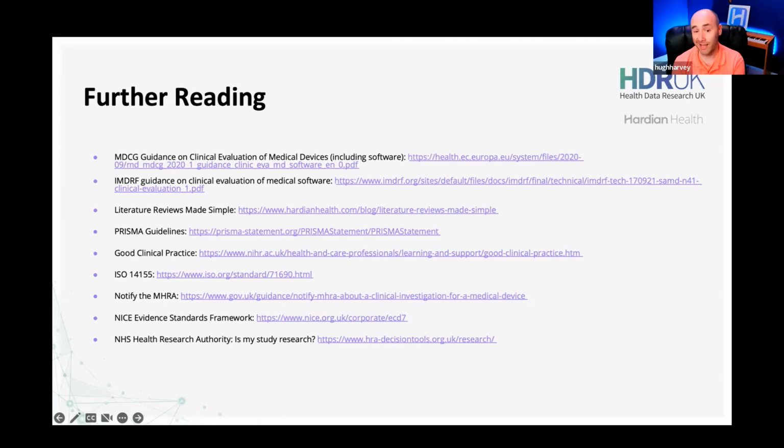Or if you've designed a new interface, you may well need to do a formative usability study for your class 1 device. Again, you don't necessarily need to be audited, though the regulators can ask to see your documentation at any point once you declare that you are on market. So I hope that helps.